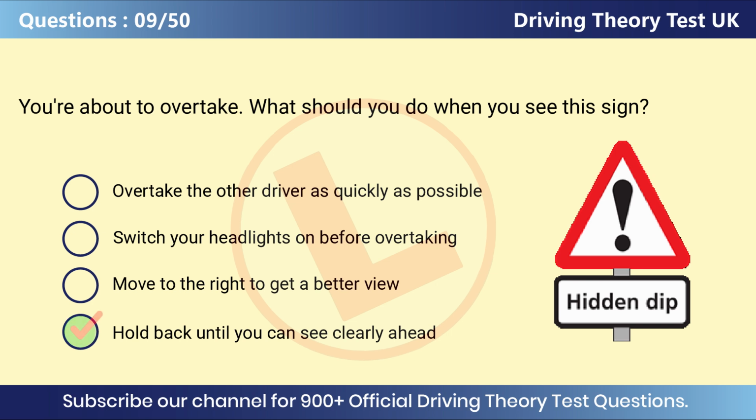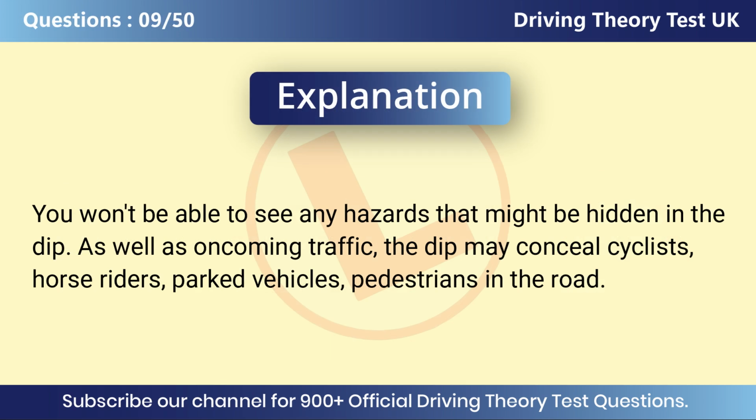D. Hold back until you can see clearly ahead. You won't be able to see any hazards that might be hidden in the dip. As well as oncoming traffic, the dip may conceal cyclists, horse riders, parked vehicles, pedestrians in the road.